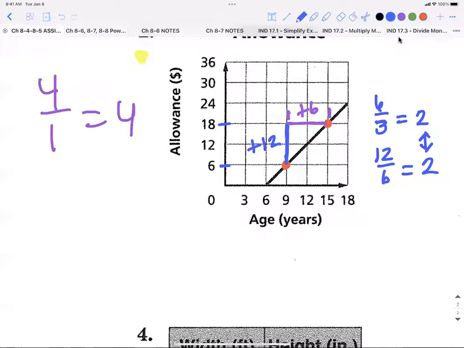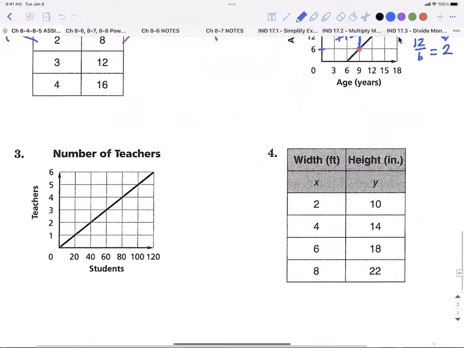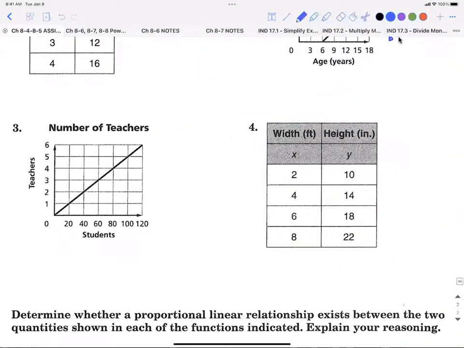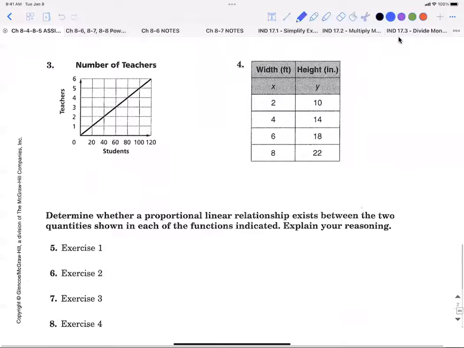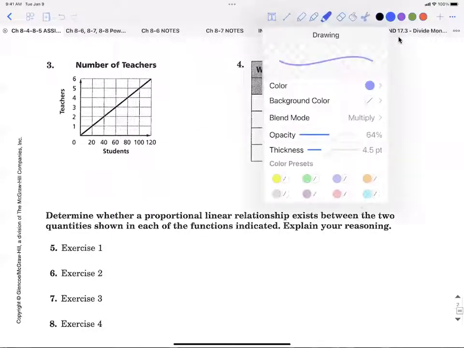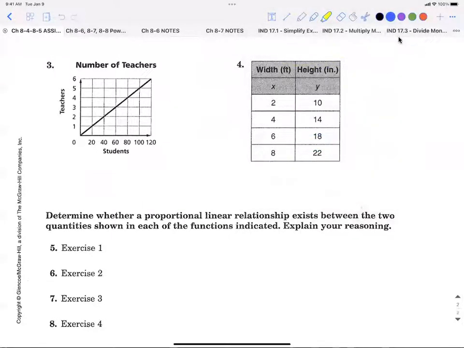All right. I'm not going to do these 2 because it's a lot of the same, but I do want to talk about the bottom here because this one tended to trip up a few people. It asked whether a proportional linear relationship exists. We already know they're all linear. It told us that at the beginning of the assignment. So putting linear and nonlinear, they're all linear. We already know that. Proportional is different than linear.